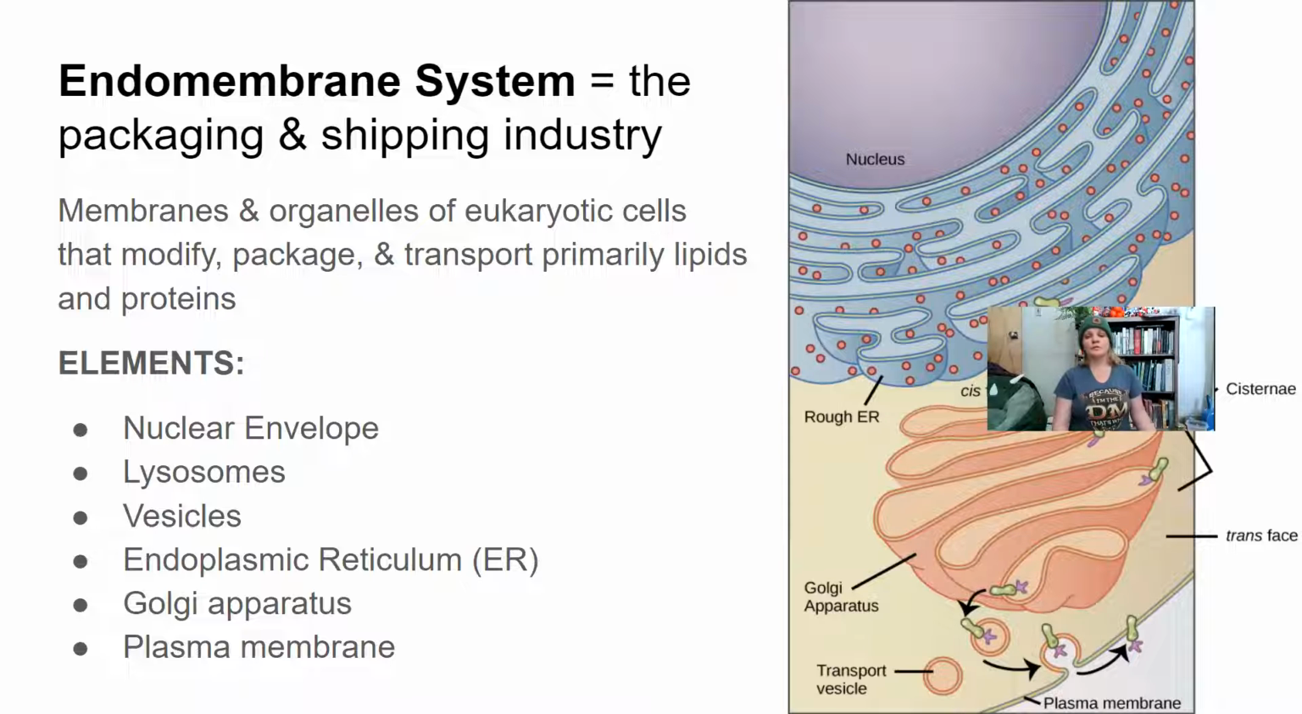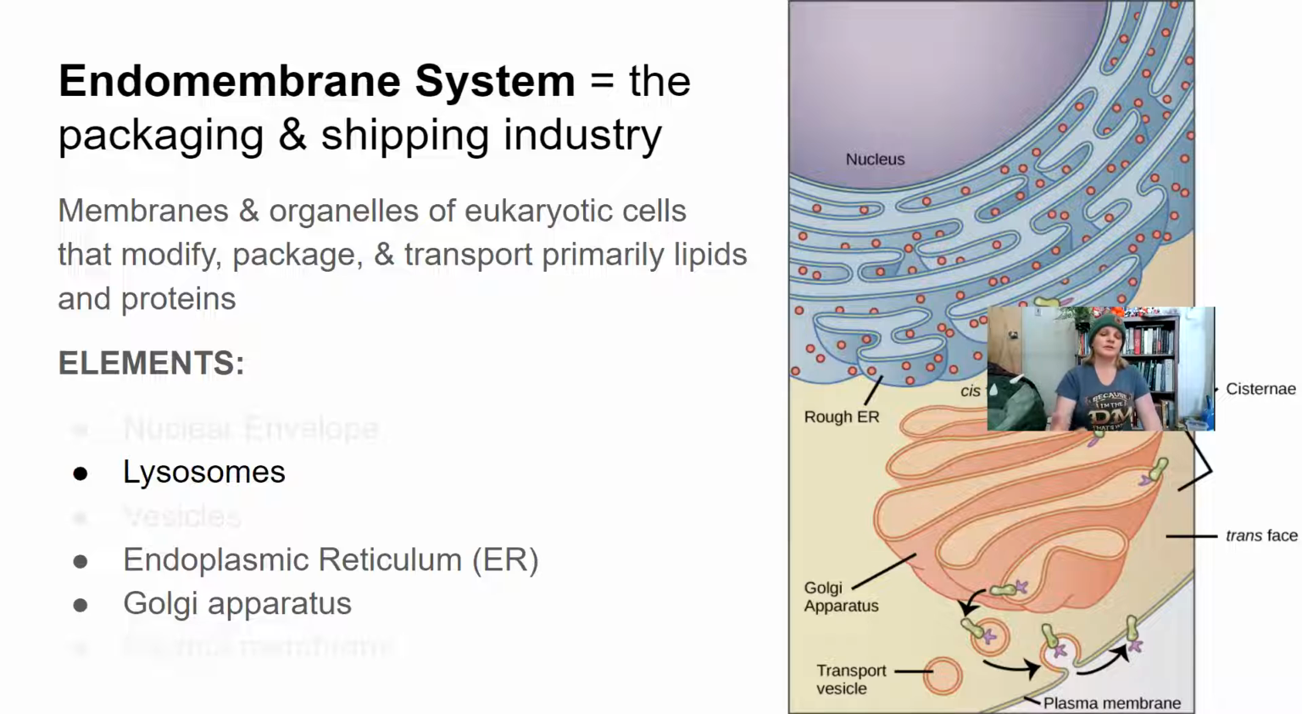So endo means inside. So add that to your little dictionary that you guys are building of root words. Okay, so we kind of talked already about the nuclear envelope. We've talked about vesicles. We've talked a lot about the plasma membrane. So we're going to focus this discussion now just on lysosomes, the ER, and then the Golgi apparatus.